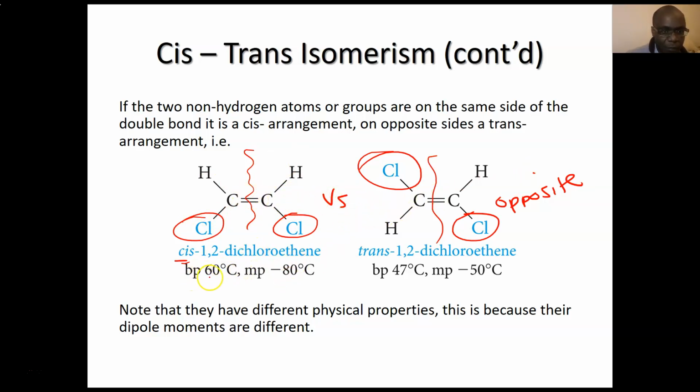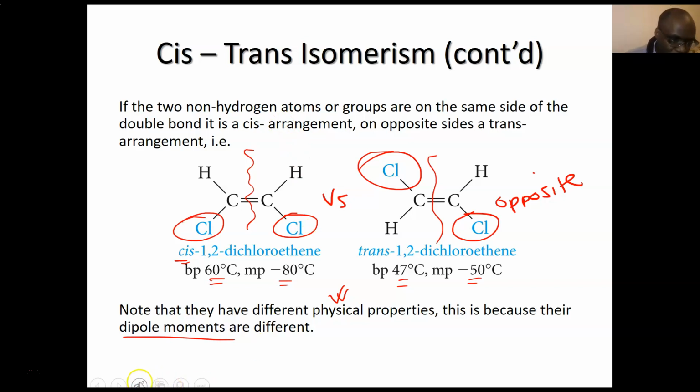You can see the boiling point of this one is 60 degrees. The boiling point of the trans is 47. The melting point is minus 80. The melting point here is minus 50. They have different physical properties, so they are different molecules, because they have different dipole moments.